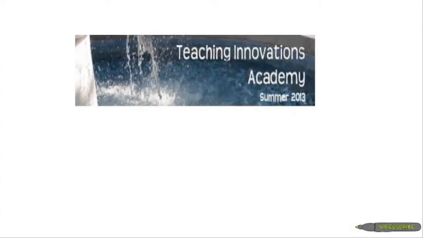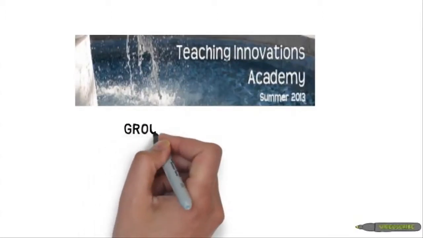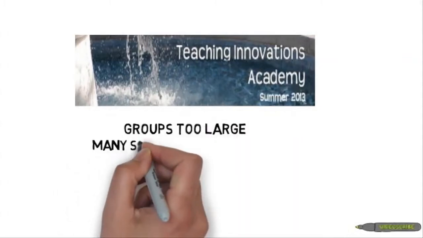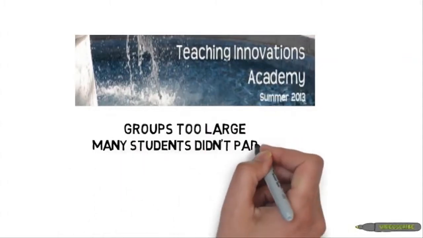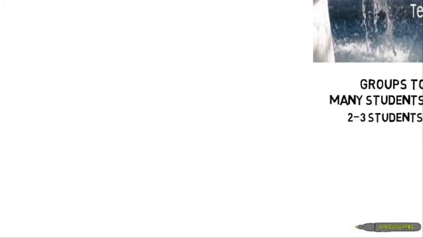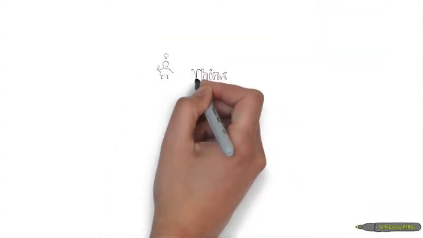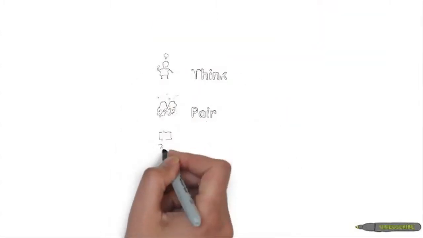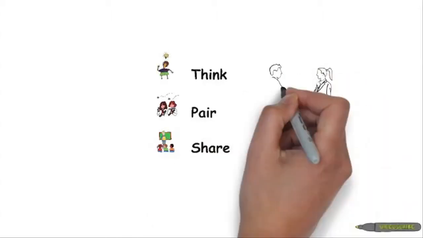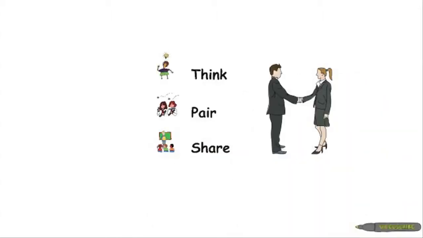Some of the comments during the Technology Academy made me realize that my groups of 5 to 8 students were too large for ideal discussion. There were always a couple students who didn't participate and then a couple who monopolized the discussion. At the Academy, we talked about the Think, Pair, Share concept, which offers more structured discussion and gives students who don't speak up an opportunity to be heard.